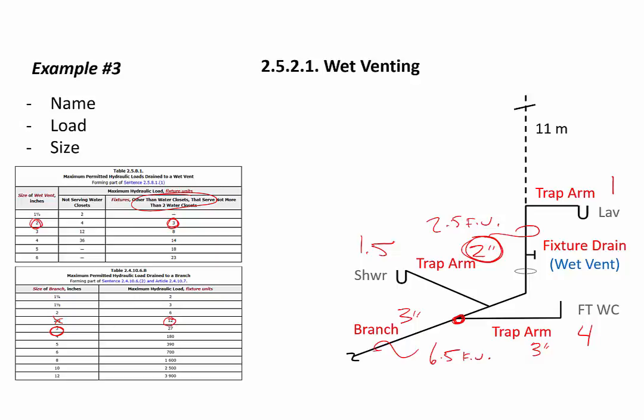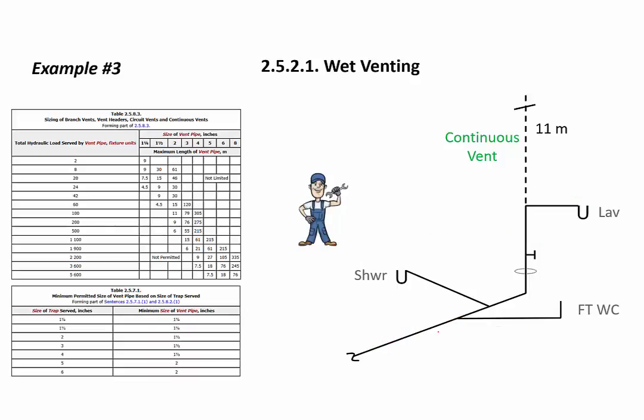And now we'll size our continuous vent. Again, this vertical continuation of the fixture drain is called a continuous vent because it's not individual, it's not dual, but it is continuous. Table 2583 is used to size continuous vents. We have 11 meters with 6.5 fixed units from our separate totals from the fixtures below, serving all fixtures below.